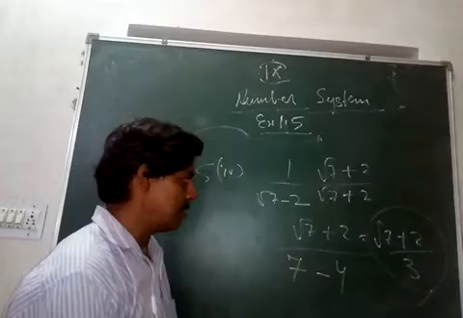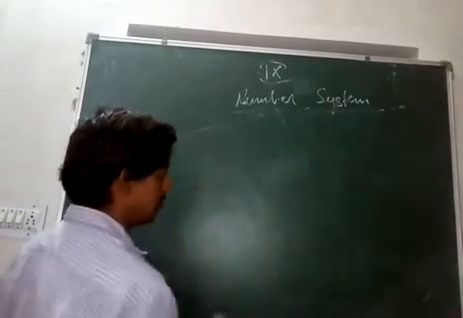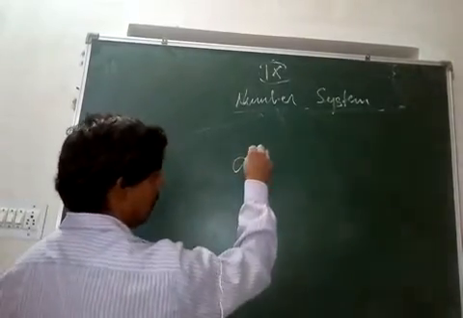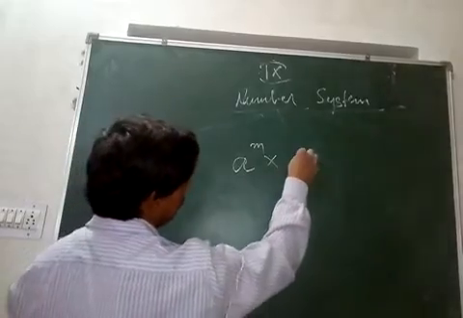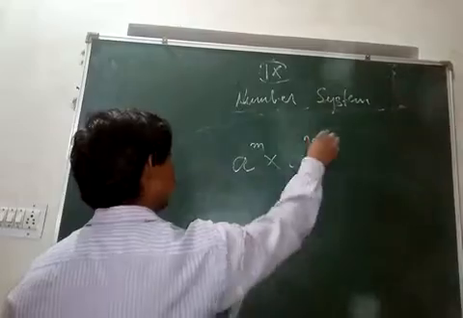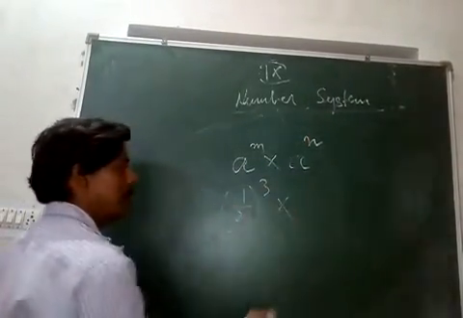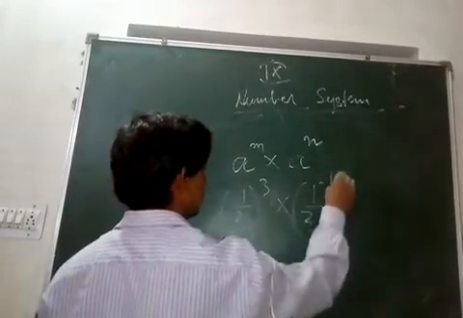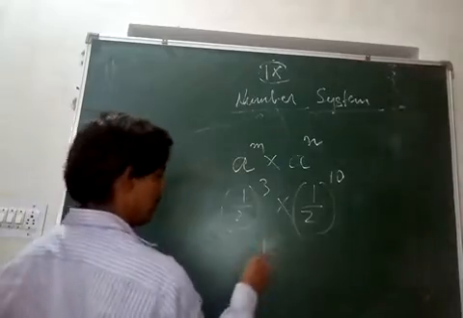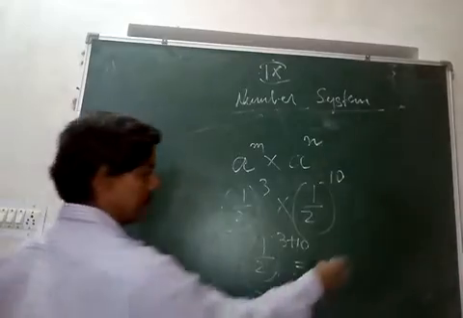Next is laws of exponents. I will just quickly write them, and you can try the next exercise on your own. I am sure you have learned laws of exponents, and these are called rational exponents. So a to the power m, and a to the power n, right? Suppose somebody asks you half to the power 3 multiplied by half to the power 10. So how will you write this? Can I write this as half to the power 3 plus 10, right? That is half to the power 13.